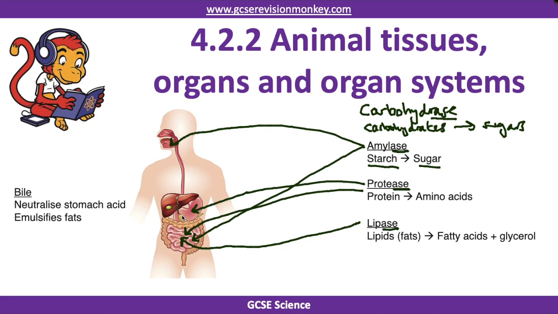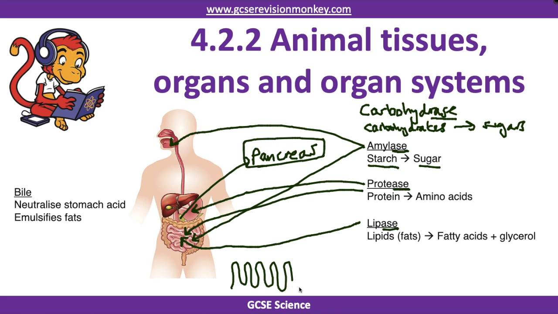All three enzymes are also produced in the pancreas. Digestion doesn't happen in the pancreas, but the pancreas will produce these enzymes and then transfer them into different organs of the digestive system. So within this small intestine here, the folds of the small intestine have a large surface area.